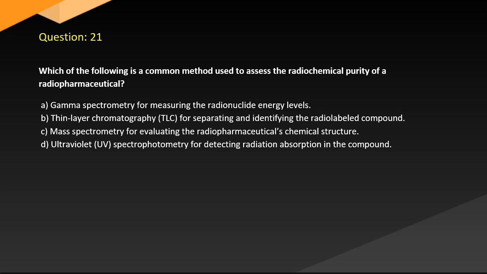Question 21. Which of the following is a common method used to assess the radiochemical purity of a radiopharmaceutical? A. Gamma spectrometry for measuring the radionuclide energy levels. B. Thin layer chromatography (TLC) for separating and identifying the radiolabeled compound. C. Mass spectrometry for evaluating the radiopharmaceutical's chemical structure. D. Ultraviolet (UV) spectrophotometry for detecting radiation absorption in the compound.